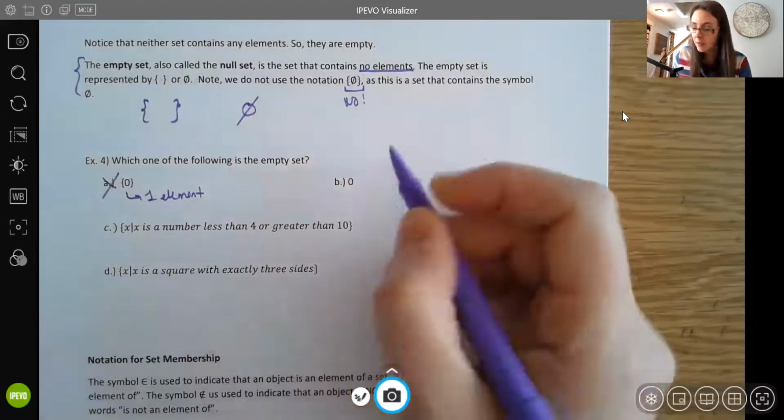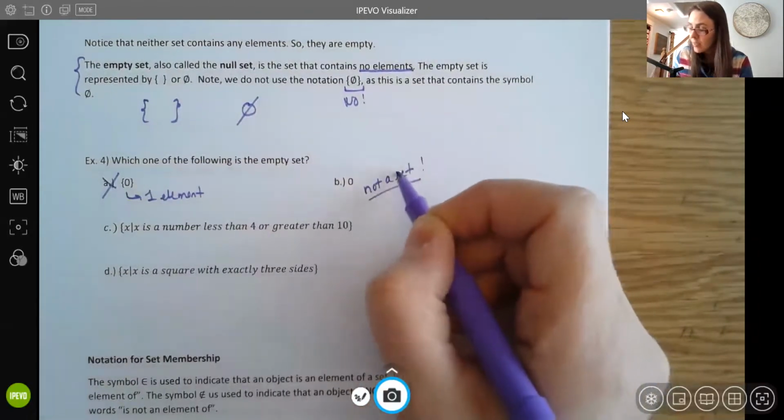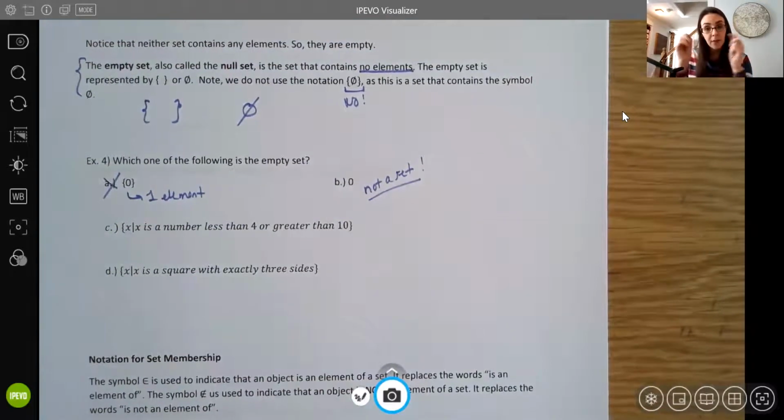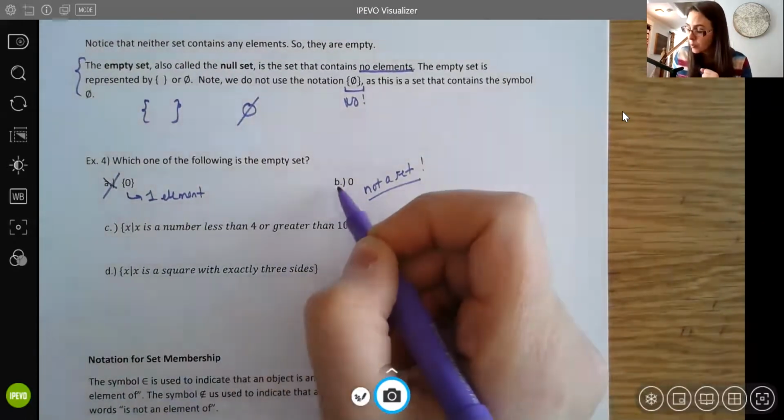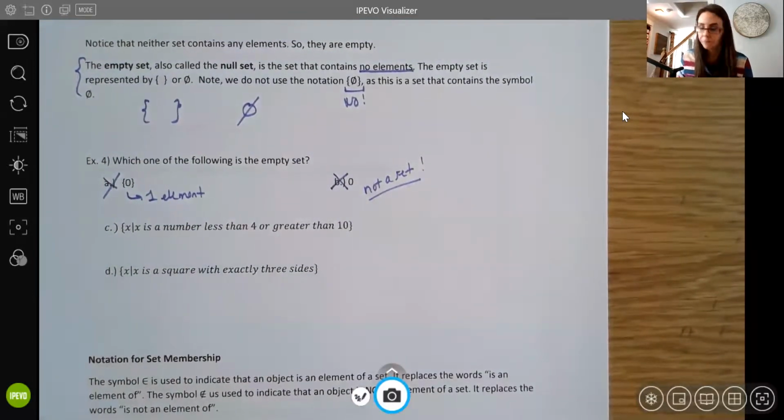Here we have the number 0. This is not even a set because it doesn't have those little squiggles around it. So if it's a set, it has to have those little squiggles, those braces. So this is not the empty set. It's just a number. It's not even a set.